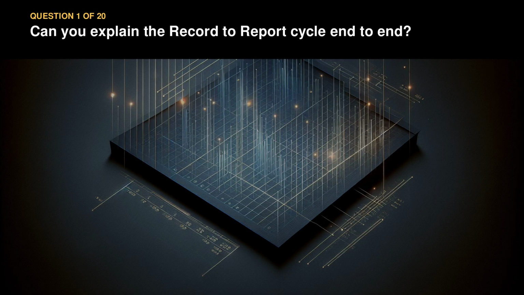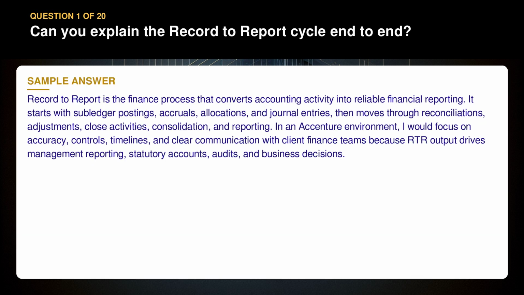Question 1. Can you explain the Record to Report cycle end to end? Record to Report is the finance process that converts accounting activity into reliable financial reporting. It starts with subledger postings, accruals, allocations, and journal entries, then moves through reconciliations, adjustments, close activities, consolidation, and reporting.